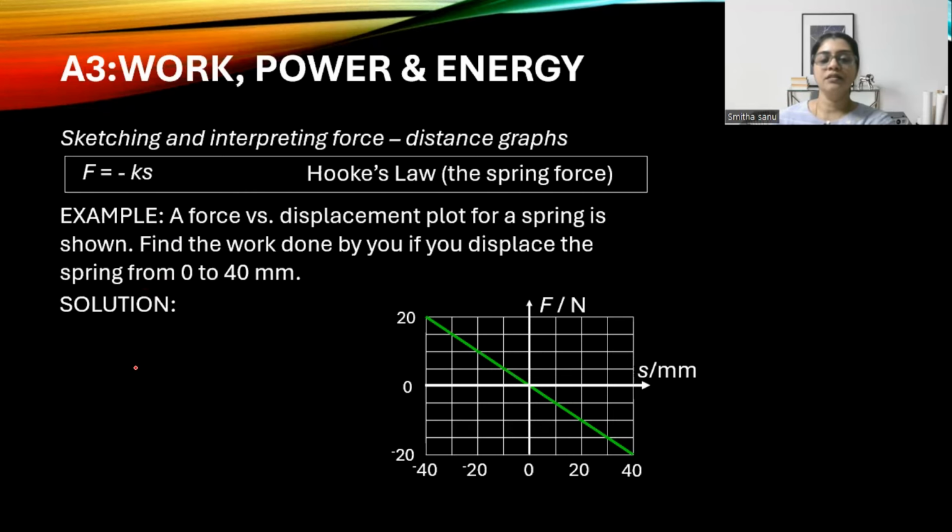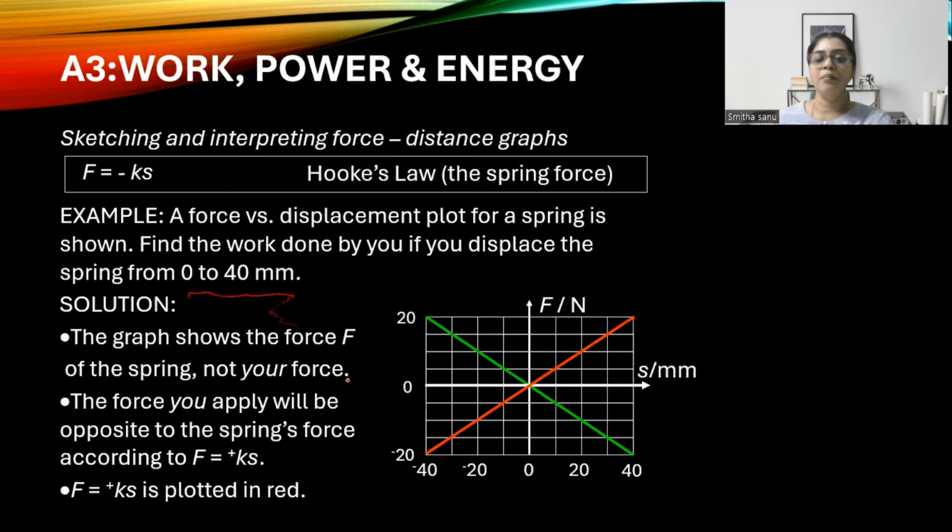The next is the concept of work done. How can I find work done if the extension is along the positive 0 to 40 millimeter? So very clearly 0 to 40 millimeter is negative for this graph. So I redraw the graph and make a positive slope.